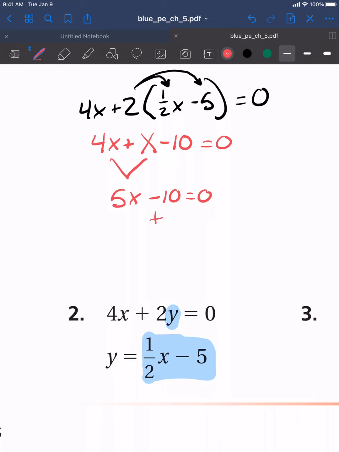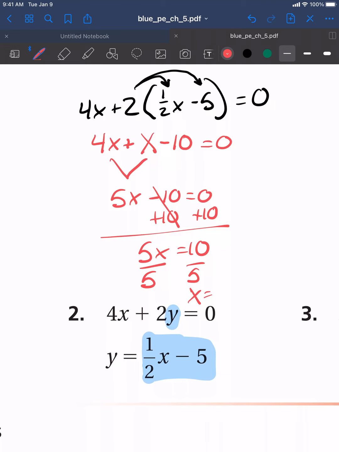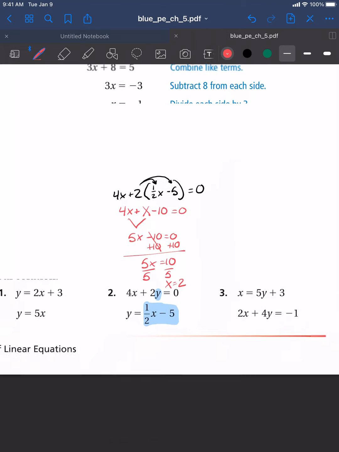So now you add 10. Add 10 to both sides. Then divide by 5. 5 divided by 5. So the answer is not 2x. The answer is x equals 2.